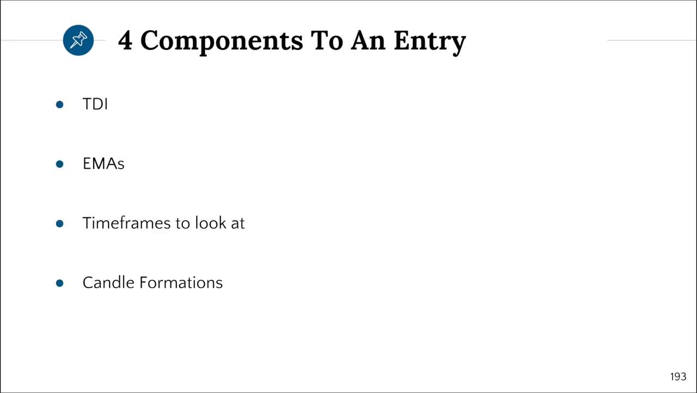Before we move in to the TDI entry parameters and you really see how these crosses work, understand that there are 4 main components that go into an entry. The TDI with your crossing RSI and liquid 50, the EMAs for trend, the 3 time frames for your trend identifier and your precise entry windows, and your candlestick formations. These are going to confirm or deny what you see on the TDI. Now, let's go into the TDI entry parameters.